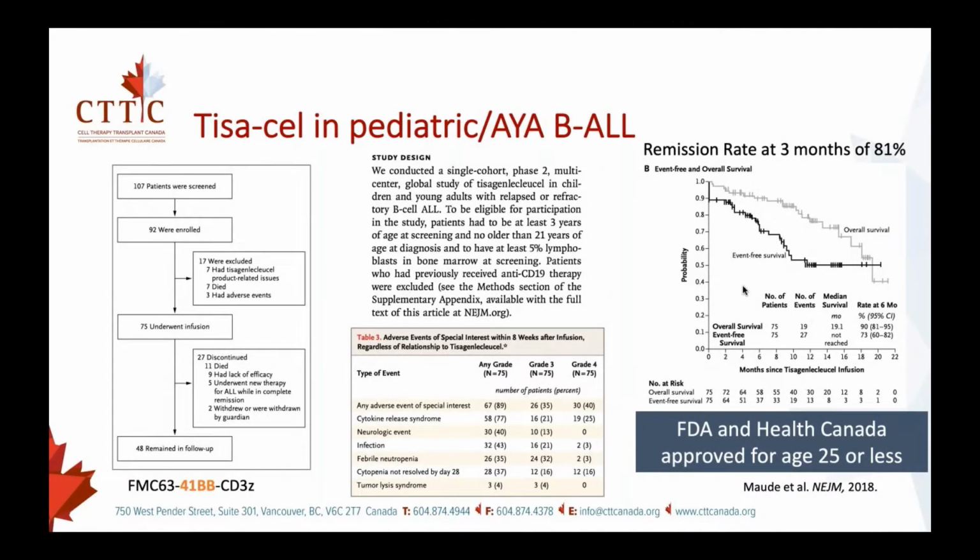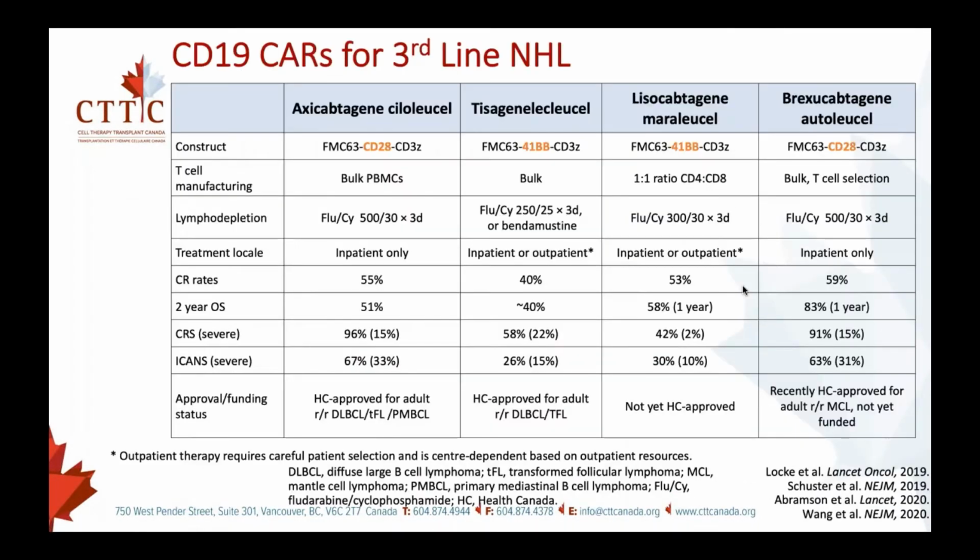And you can see of 75 patients who underwent CAR T-cell infusion, they had a remission rate at 3 months of 81%, with a fairly good adverse event profile. The main things you note here are cytokine release and neurotoxicity, which I'll go over in more detail later. But essentially, this is the study that led to FDA as well as Health Canada approval for B-cell ALL for age 25 or less. In third-line non-Hodgkin's lymphoma, there have been a number of trials.